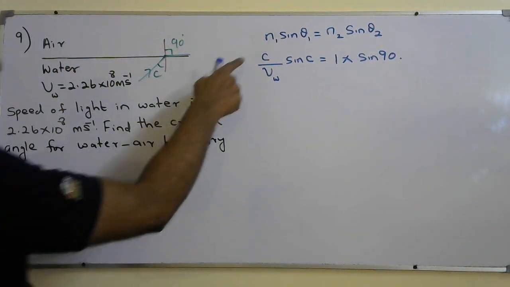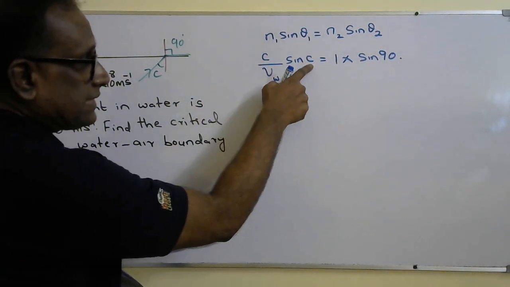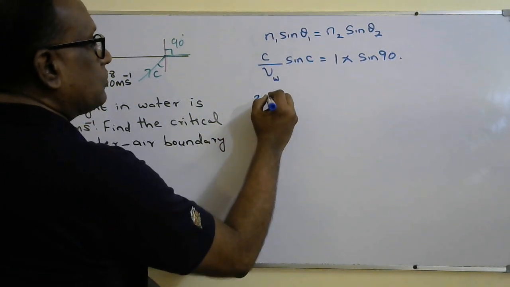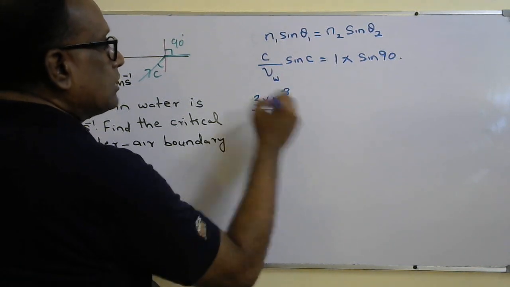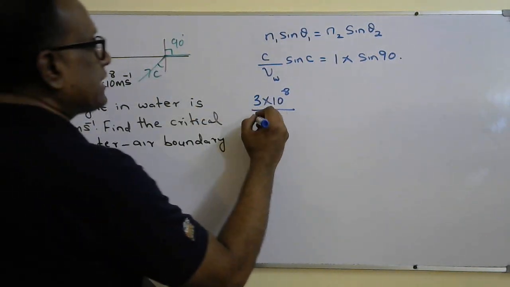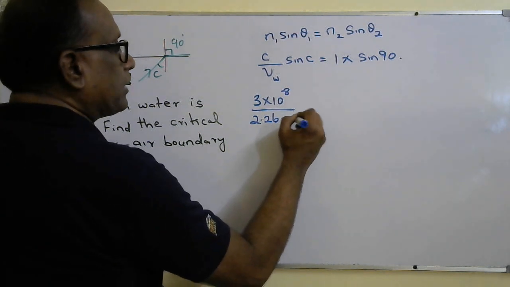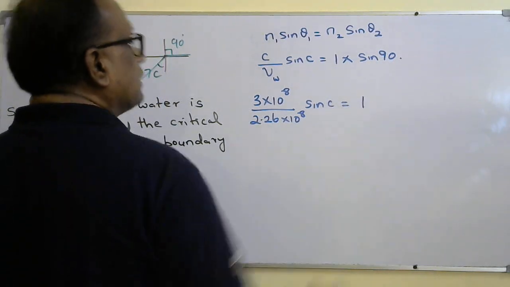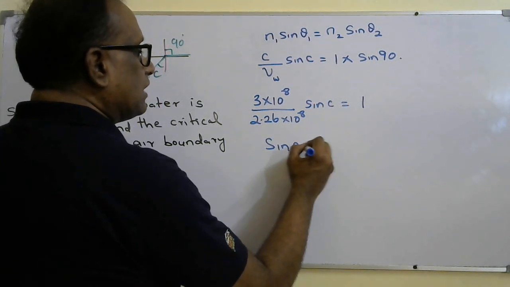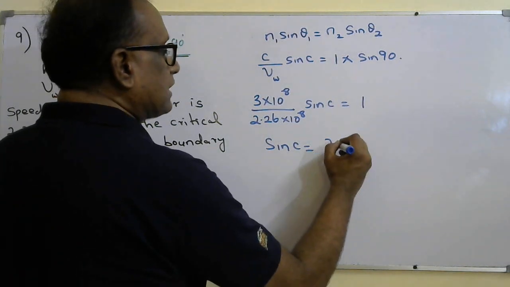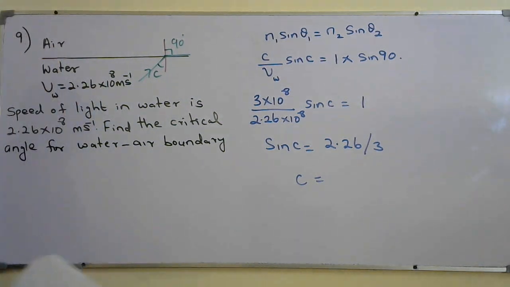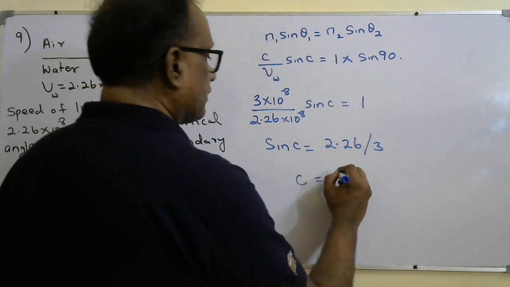So be careful, this C stands for speed of light, and this C stands for critical angle, don't get confused, same notation. So this C is 3 × 10^8, the speed of light in water is 2.26 × 10^8, sin C equals 1 into sin 90, which is 1. So solve it: sin C equals, 10^8 will get cancelled, 2.26 over 3. Find the C, the critical angle. You will get the answer 49.9 degrees.